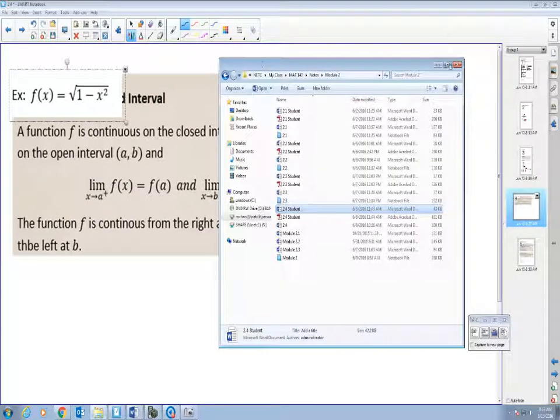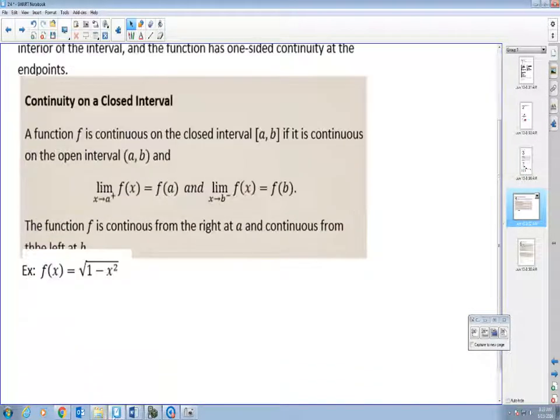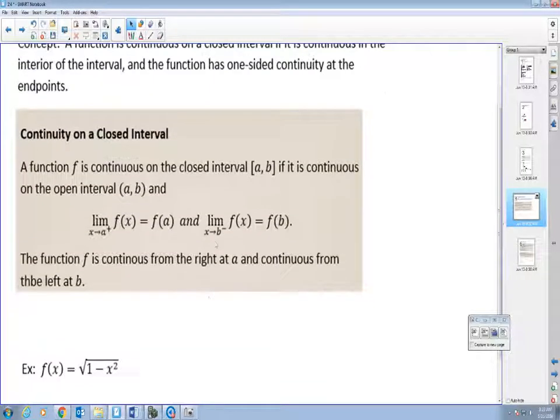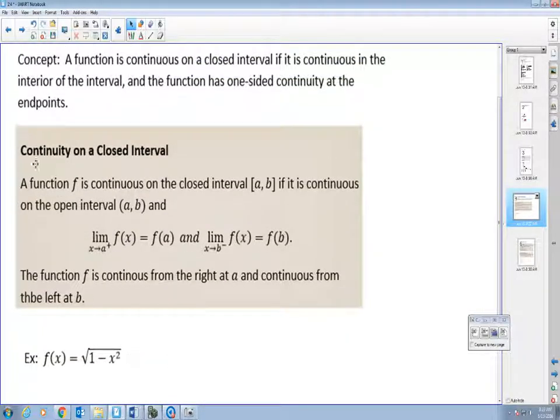Continuity on a closed interval. A function is continuous on a closed interval if it is continuous in the interior of that closed interval, and the function has one-sided continuity at the endpoints. I will show you graphically with this example.